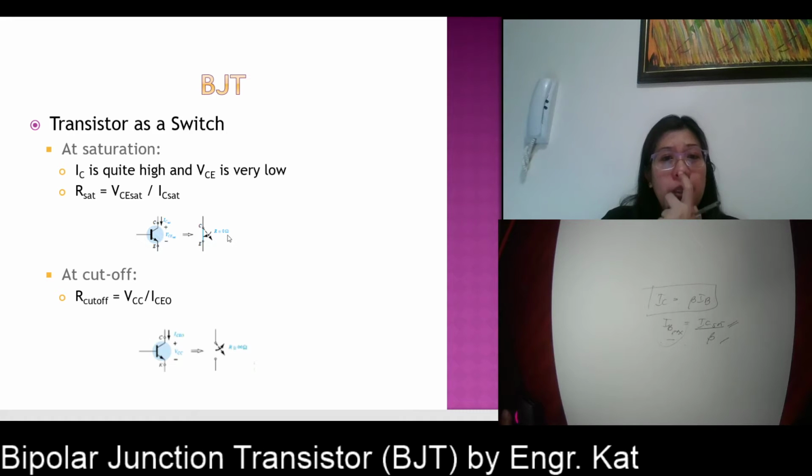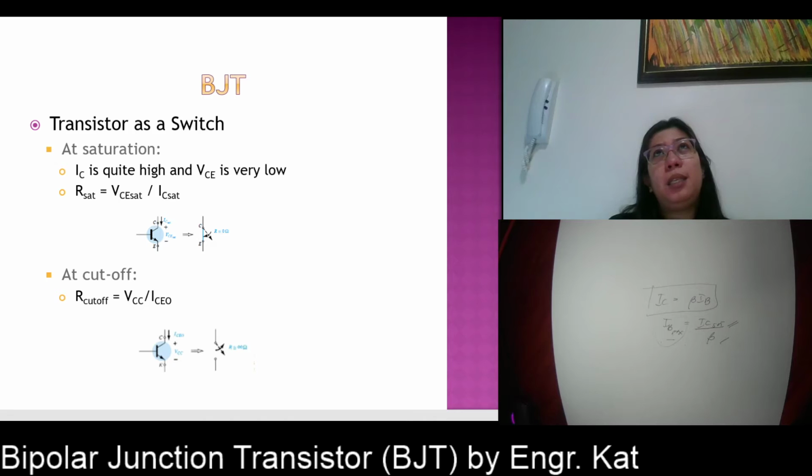So what do we mean by a zero resistance? A zero resistance means a short circuit. So what do we mean by a short circuit? Your transistor is operating as a switch that is turned on. Okay? However, at cutoff, we have your VCC divided by ICEO.